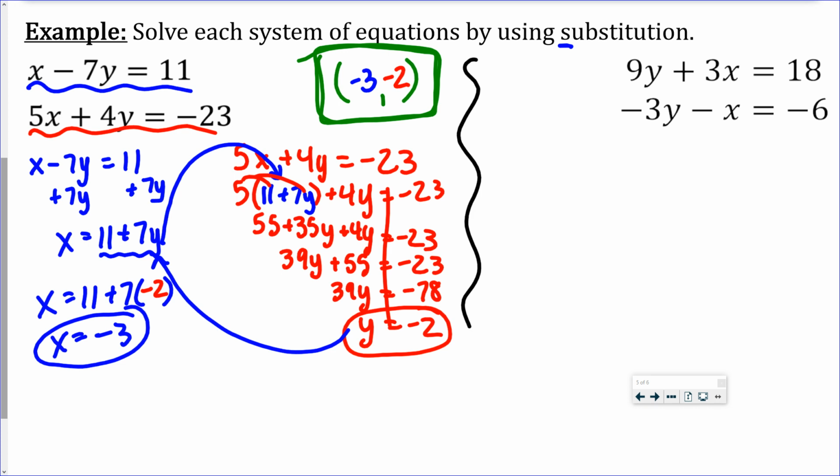Okay, we're going to do one more substitution. So let's go ahead, let's separate them. I like separating them because you do this, you go back here, you go back there. It's just a lot of substituting.